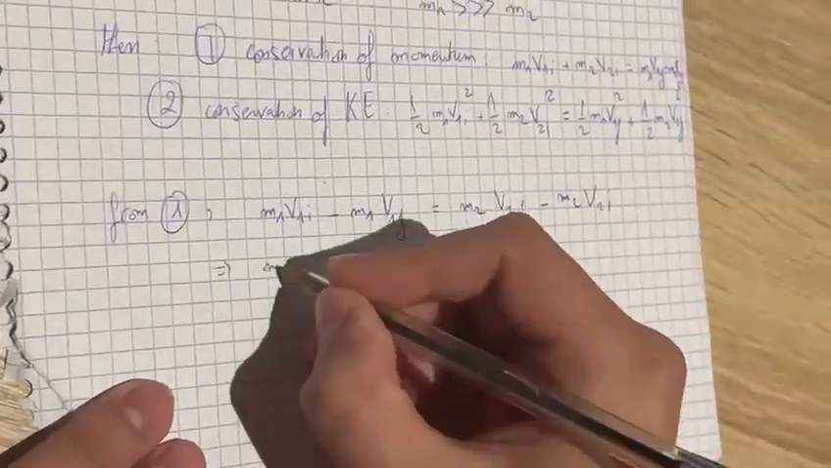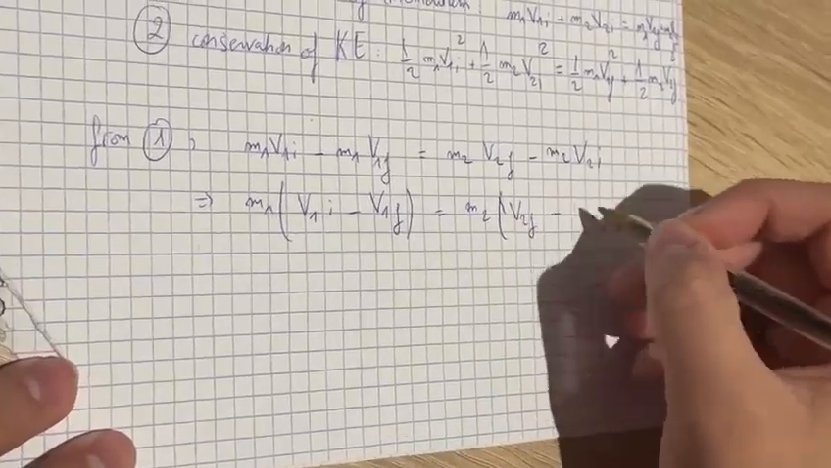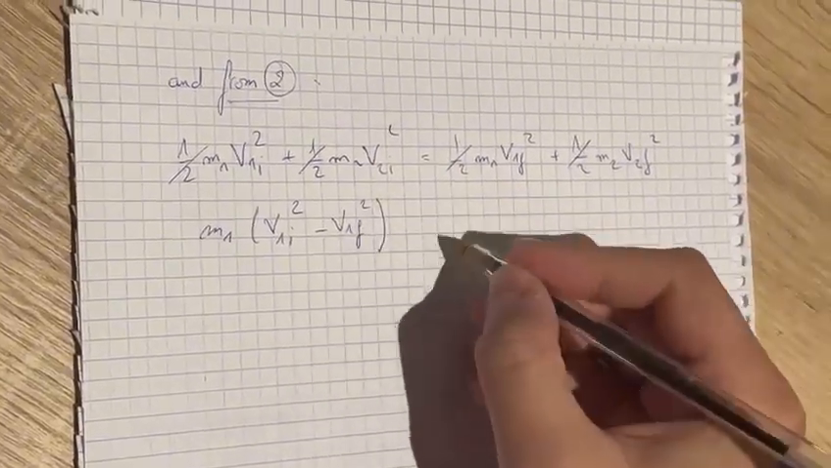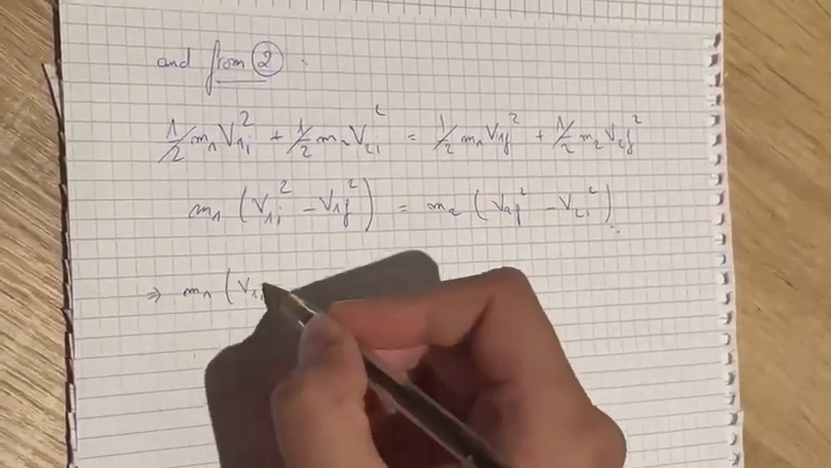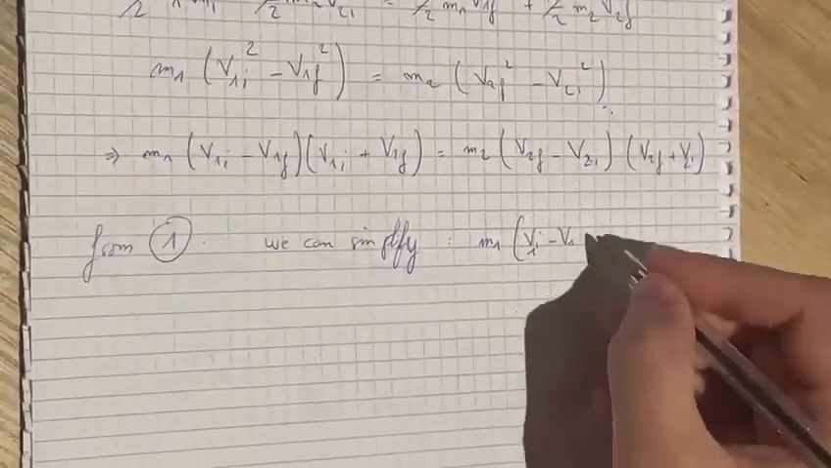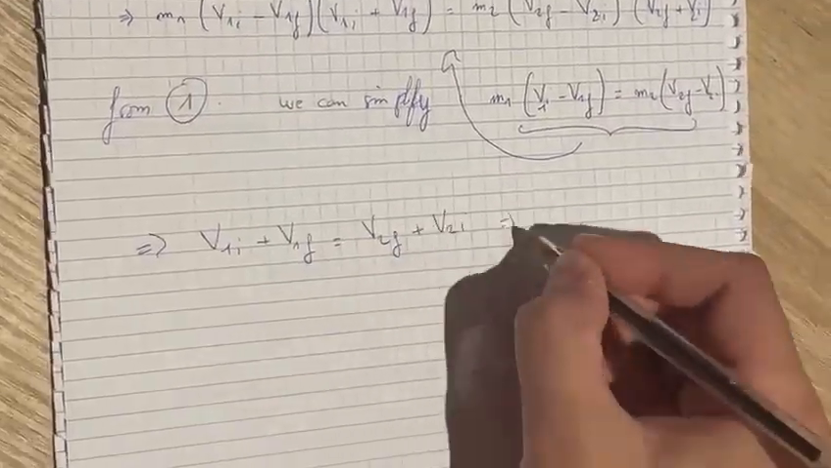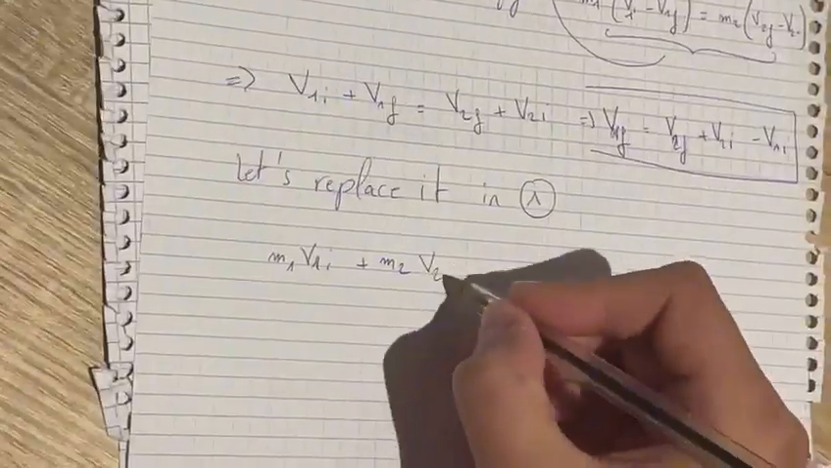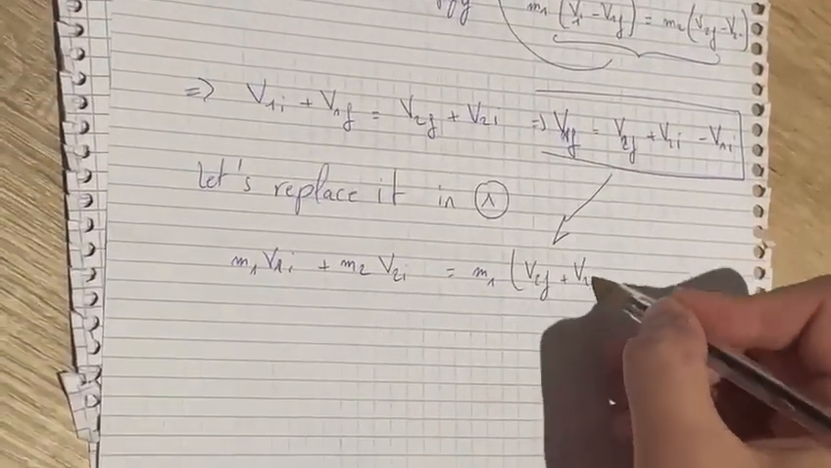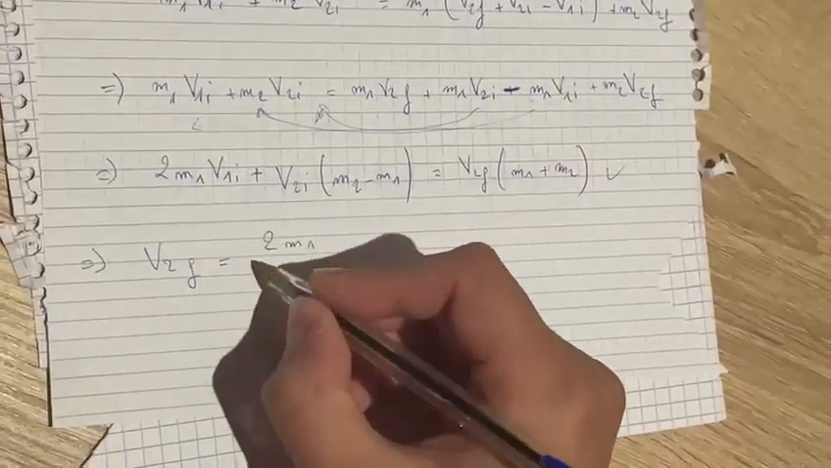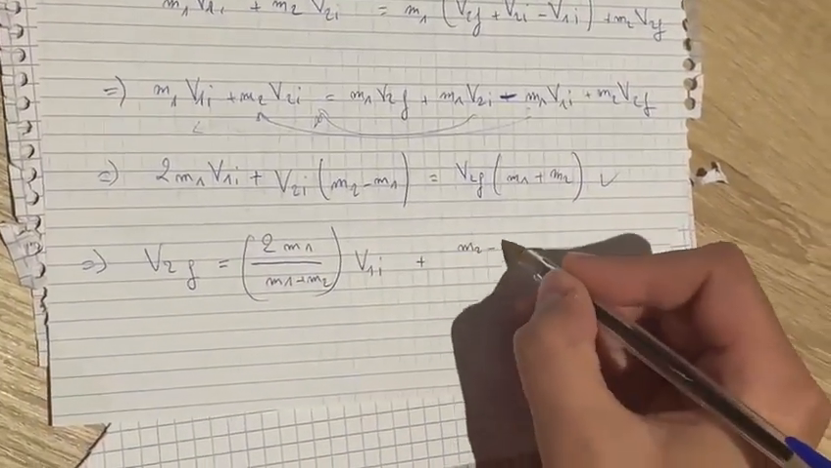Let's take the equation of conservation of momentum. We will put the m1 factors on one side and the m2 factors on the other side to make equation A. Same for the second equation. We will simplify by 1 over 2, put the m1 factors on one side and the m2 factors on the other side, simplify the remarkable identity, and use equation A so that we can get v1i plus v1f equals v2f plus v2i. Then we will replace it in the conservation of momentum equation, and after some mathematical calculations, we will get v2f in function of the initial velocities.